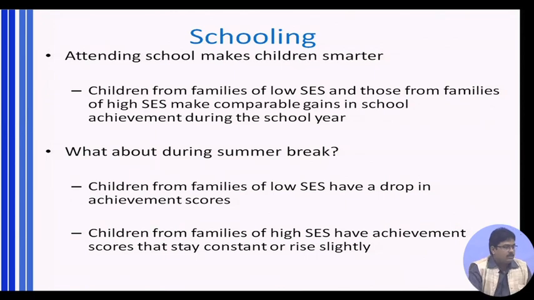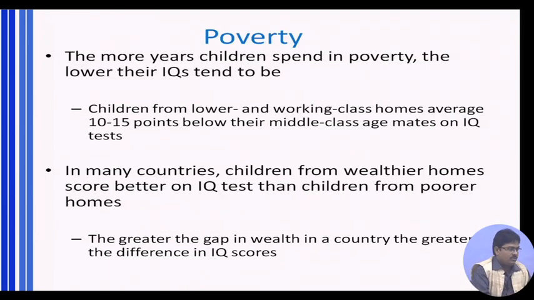When we discuss the influence of schooling, students attending school make better scores on their IQ test. There are studies about what happens during summer break. Children from families of low socioeconomic status have a drop in achievement scores. Children from families of high socioeconomic status have achievement scores that stay constant or rise slightly, because they are able to afford a more meaningful and enjoyable summer break than those from low socioeconomic status.